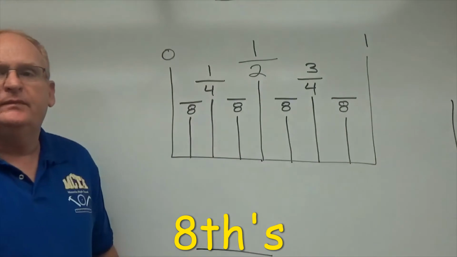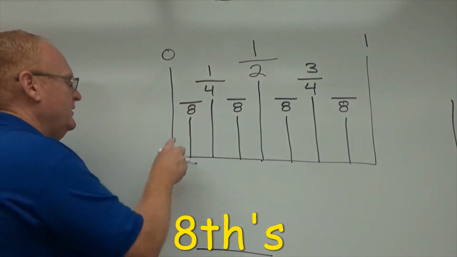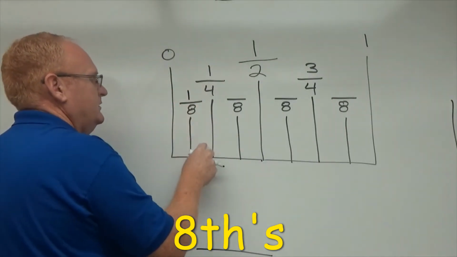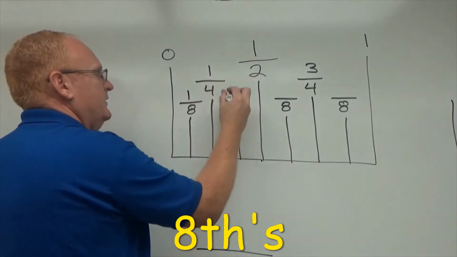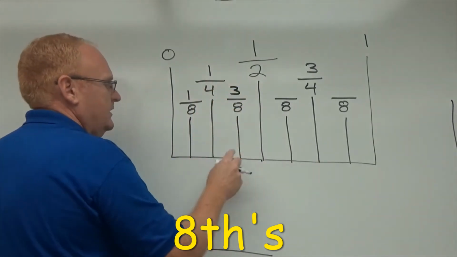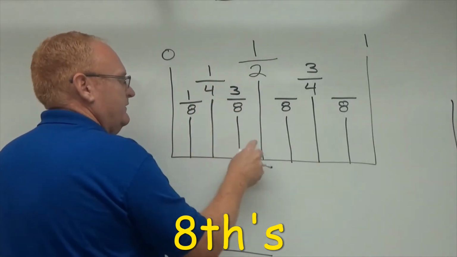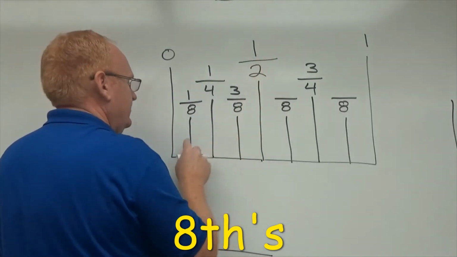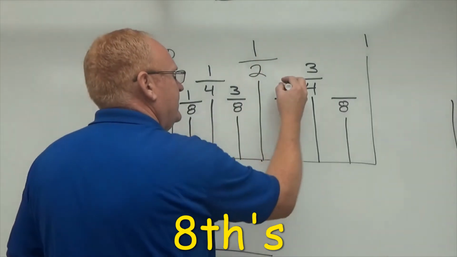Top number, how far from 0? 1/8. 1, 2 eighths reduces to a quarter. 3 eighths. 1, 2, 3, 4 eighths reduces to a half.